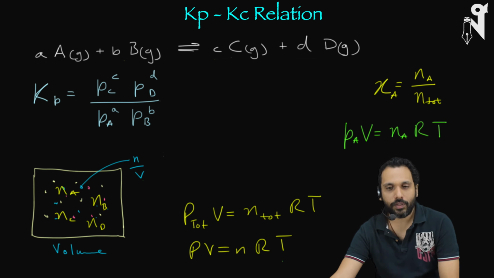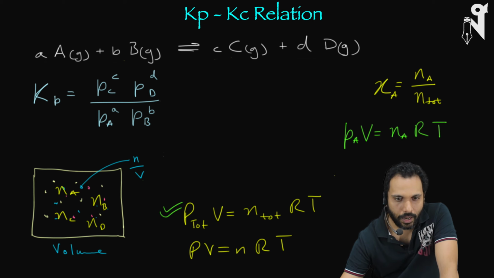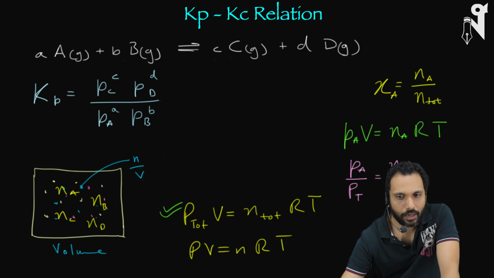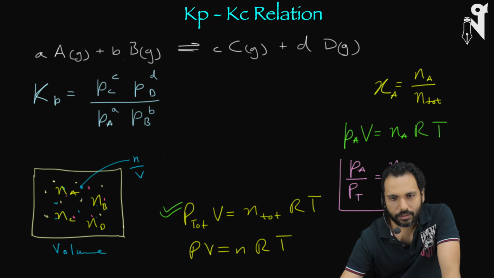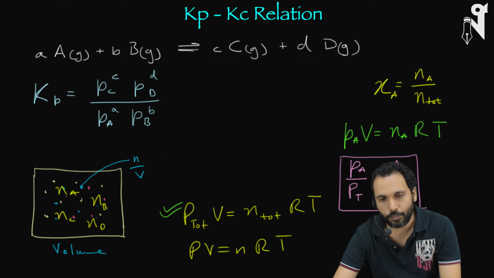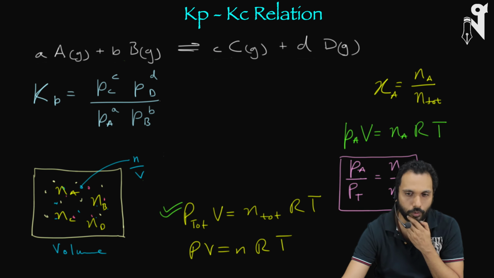So if I divide this equation with this one over here, what do I get? I get PA divided by total pressure PT. Volume gets cancelled, number of moles of A divided by total number of moles, and RT gets cancelled. So we all know that your mole fraction is the same as your pressure fraction, your partial pressure divided by the total pressure, because they are directly proportional in a confined volume.